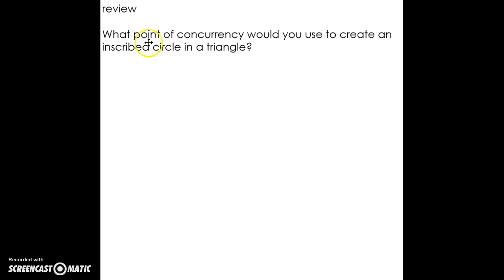Alright, so a quick review from last session. What point of concurrency do you use to create an inscribed circle in a triangle? And that would be the incenter. The circumcenter would create a circumscribed circle.